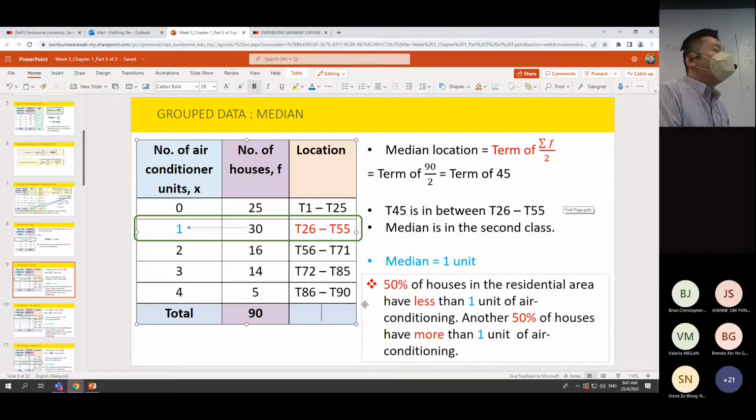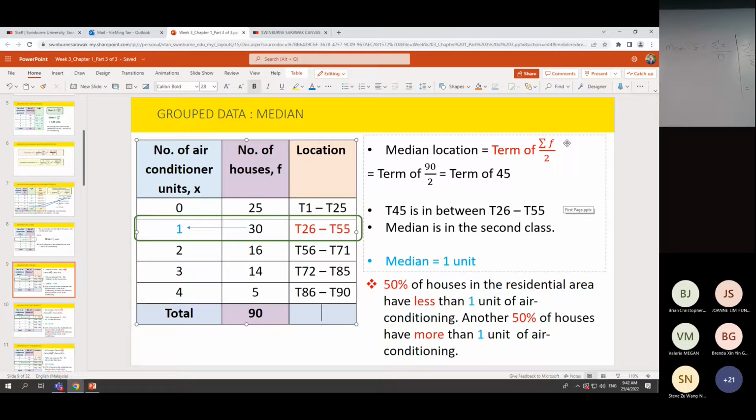Then the second step is to identify the median class. But how to identify the median class? You have to identify the term of median first. How to identify the median term? The formula now is slightly different. You have to use total F divided by 2. This is for group data.